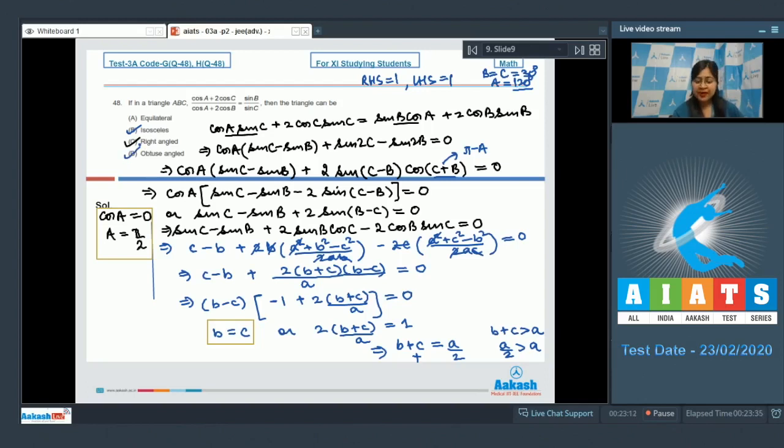This is possible. Let us suppose we take B equal to C equal to 60 degrees. Then we will get angle A also equal to 60 degrees. So it will be equilateral. So that is also possible. So all the 4 types of triangle are possible. So all the 4 options are correct.